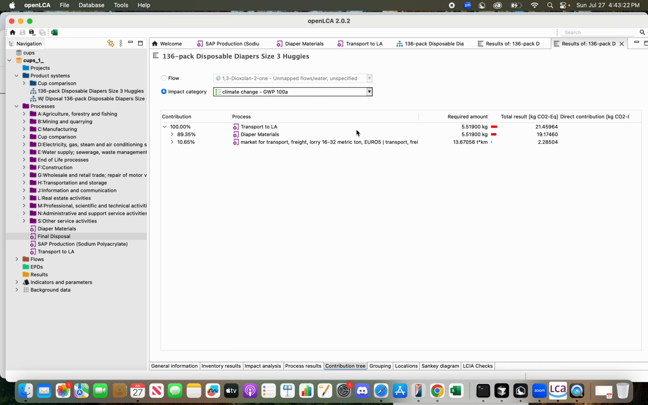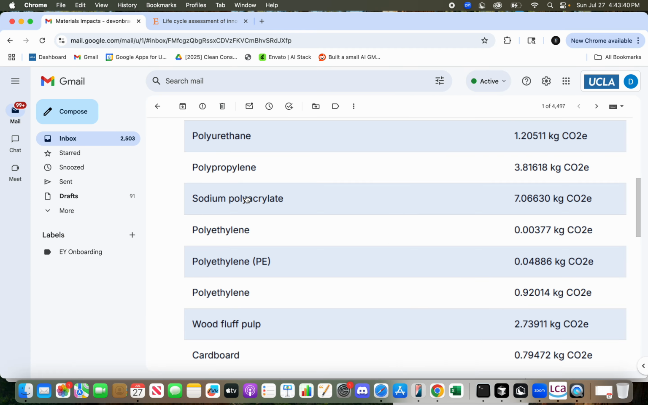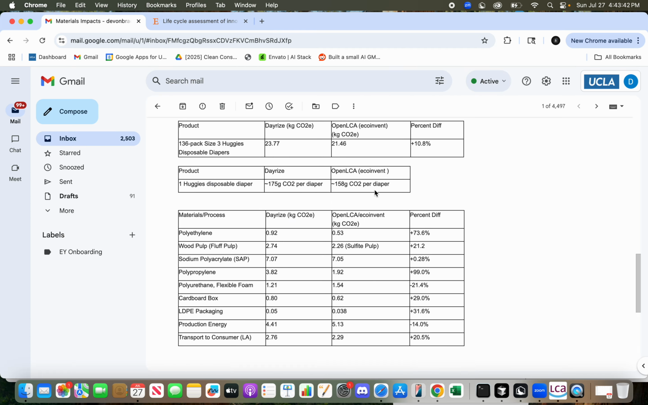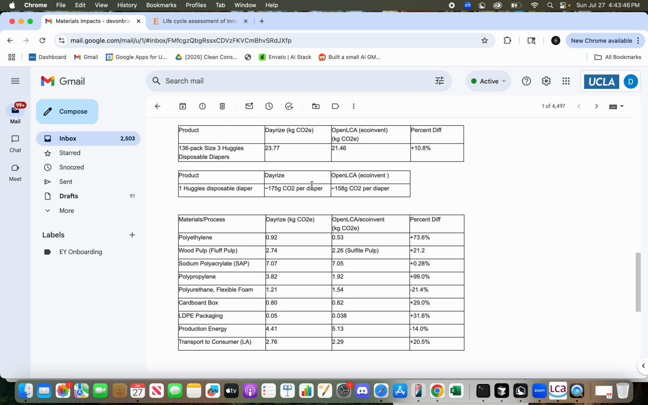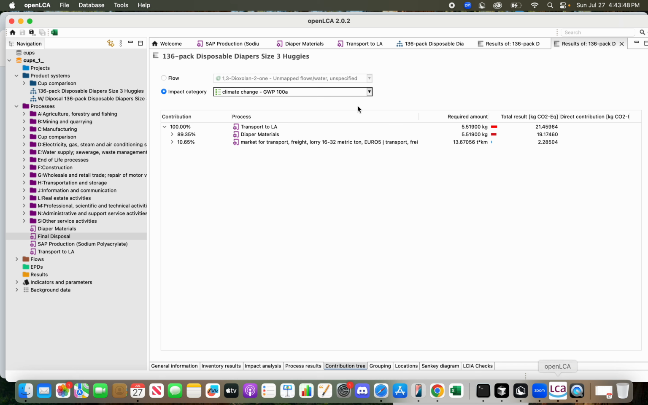Okay, as you can see here, the total carbon footprint of 136 disposable diapers, including packaging, is 21.46 kilograms. And that's about, I believe, let me check here. That's about 158 grams of CO2 per diaper. I'll come back to this comparison afterwards, but I just wanted to show you what it looks like in OpenLCA.